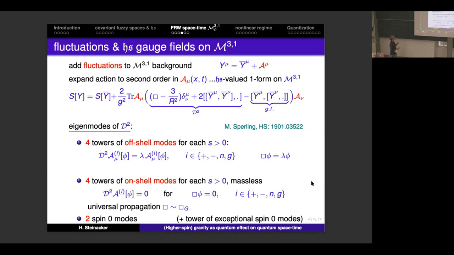Now, there are also four towers of on-shell modes, the same here, where you just specify this thing to be solutions of the massless D'Alembertian on the space-time. Anyway, you have this under control. And all of these modes are governed by the same effective metric, which I explained before. There are two nice spin zero modes. And somehow there is a tower of exceptional spin zero modes, which I don't have explicit control of. I found this only relatively recently. So they're still there, they don't spoil the picture, but I don't have a nice explicit description of those. So these are the modes that you have here.